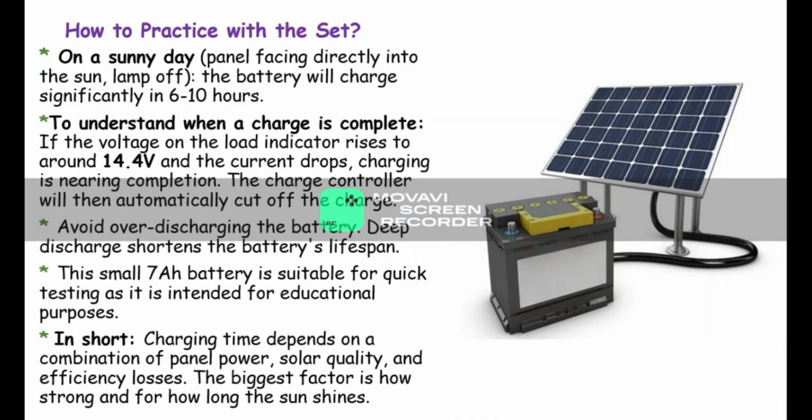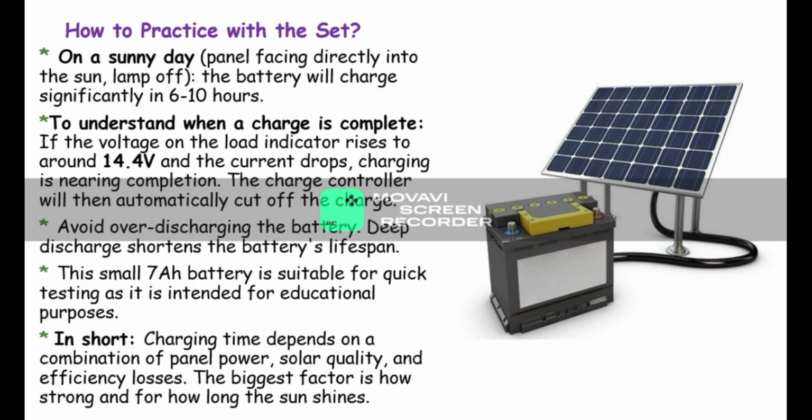How to practice with the set. On a sunny day, with the panel facing directly into the sun and the lamp off, the battery will charge significantly in 6 to 10 hours, which is something we want to see happening. To understand when a charge is complete: if the voltage on the load indicator rises to around 14.4 watts and the current drops, charging is nearing its completion. The charge controller will then automatically cut off the charge. Avoid over discharging the battery. Deep discharge shortens the battery's lifespan.